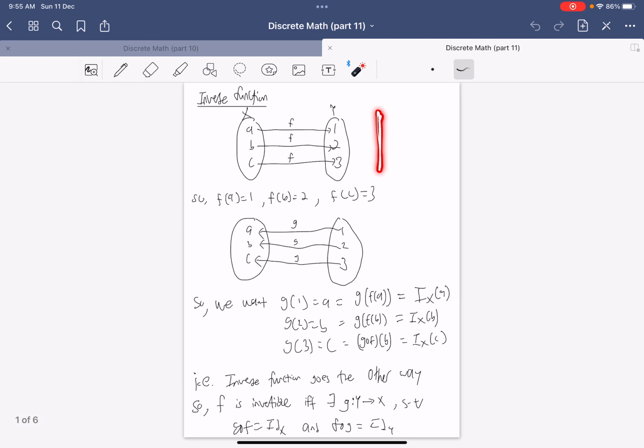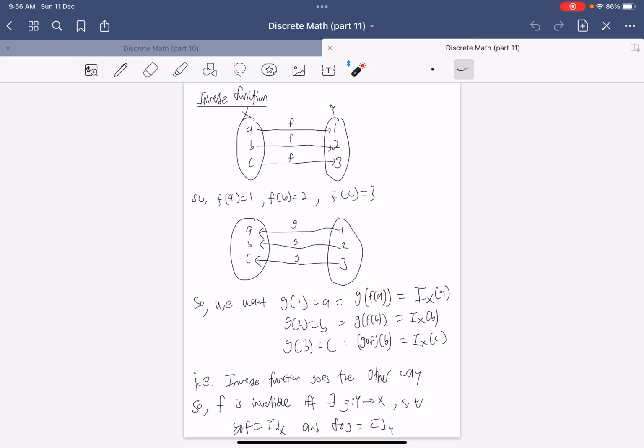Picture this. You have a set X containing A, B, C and a set Y that contains 1, 2, 3. You map A, B, and C by F into 1, 2, and 3 respectively. And now you want to have the reverse arrows pointing. And so you want 1 to go to A, 2 to go to B, and 3 to go to C. And so if you see the picture, now G of 1 is A, G of 2 is B, and G of 3 is C.